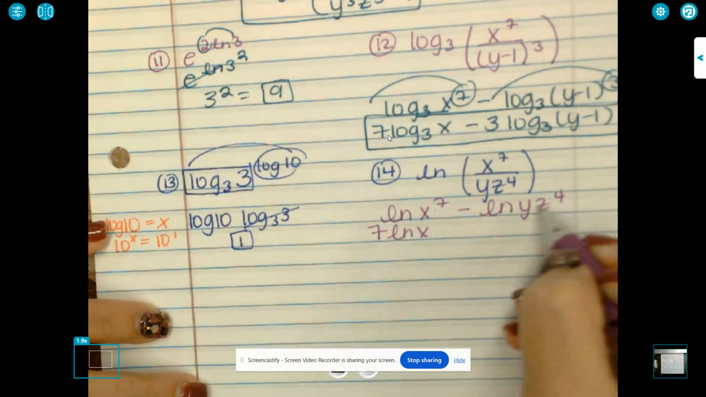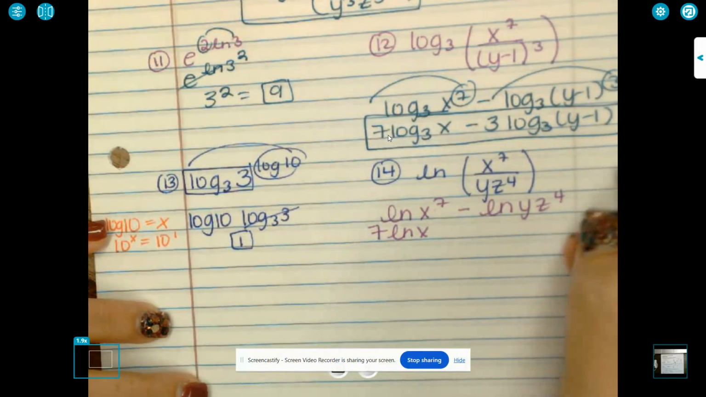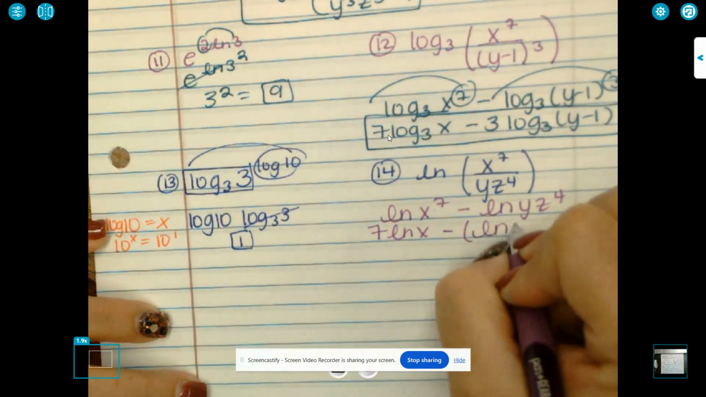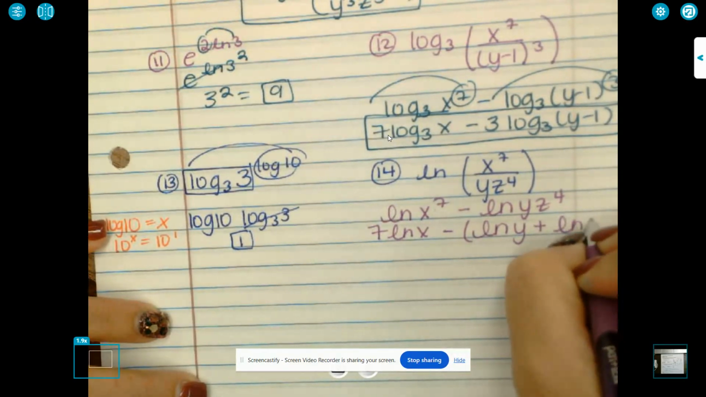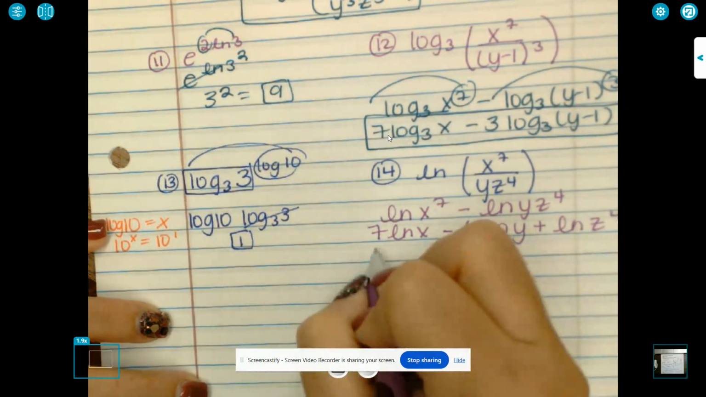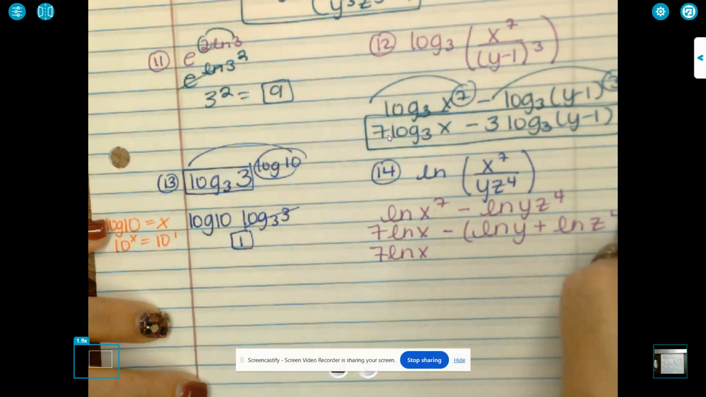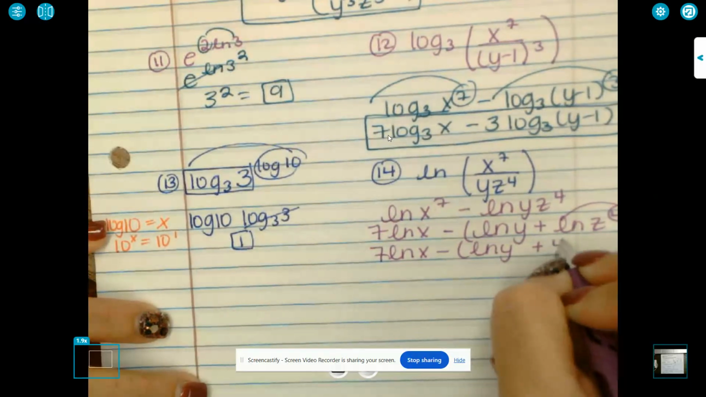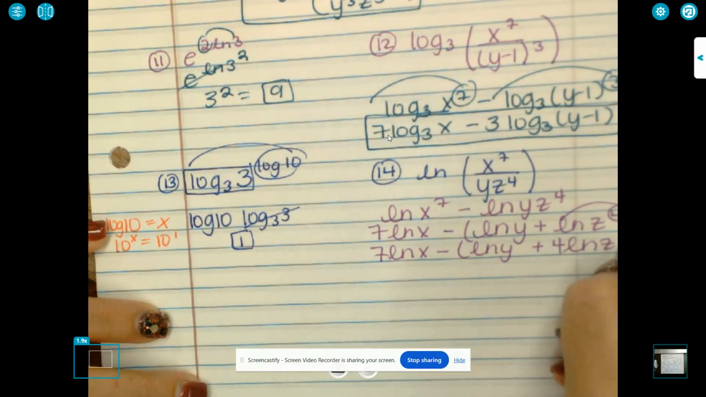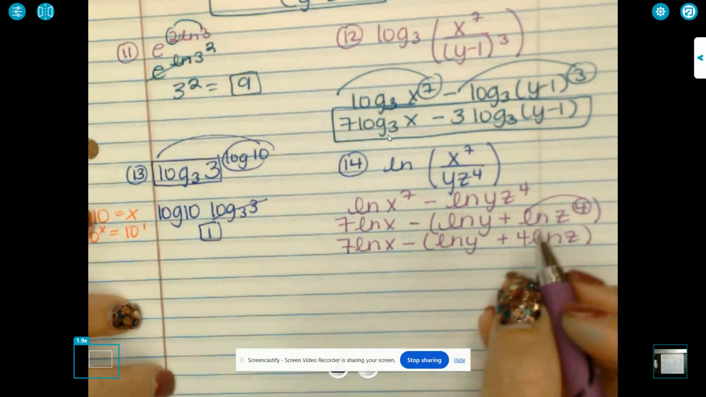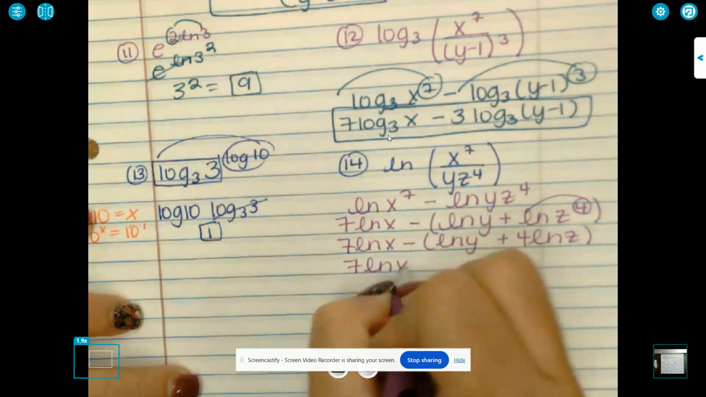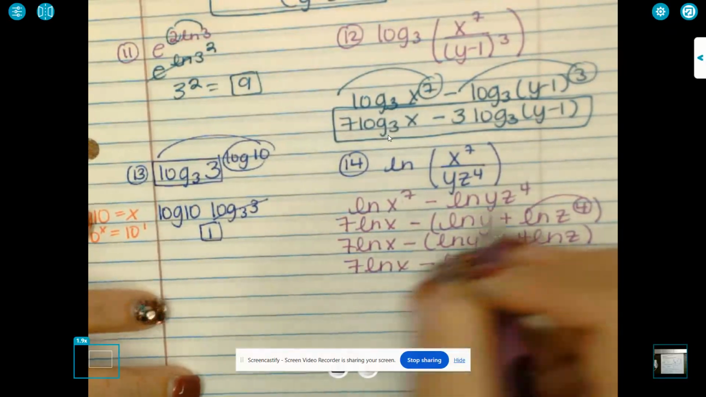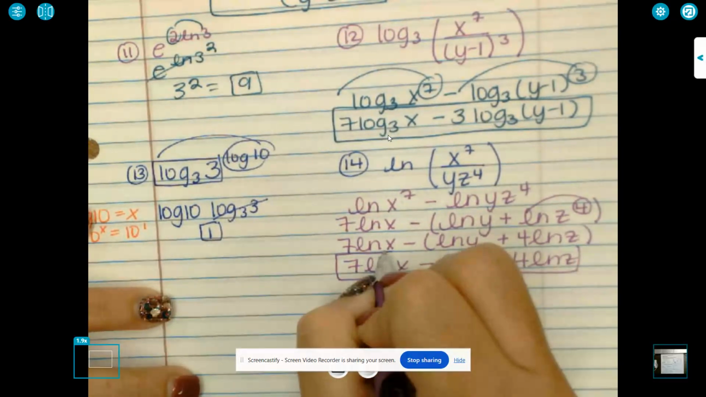Here we have multiplication. Okay, so I am going to work this step out. So it would be ln y plus ln z to the 4th. That 4 would come down. And then that negative would be distributed. So your final answer here should be 7 ln x minus ln y minus 4 ln z.